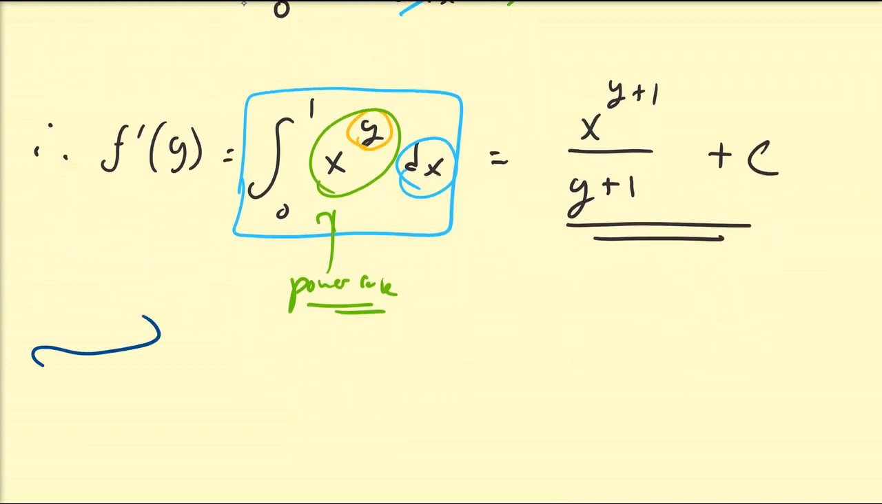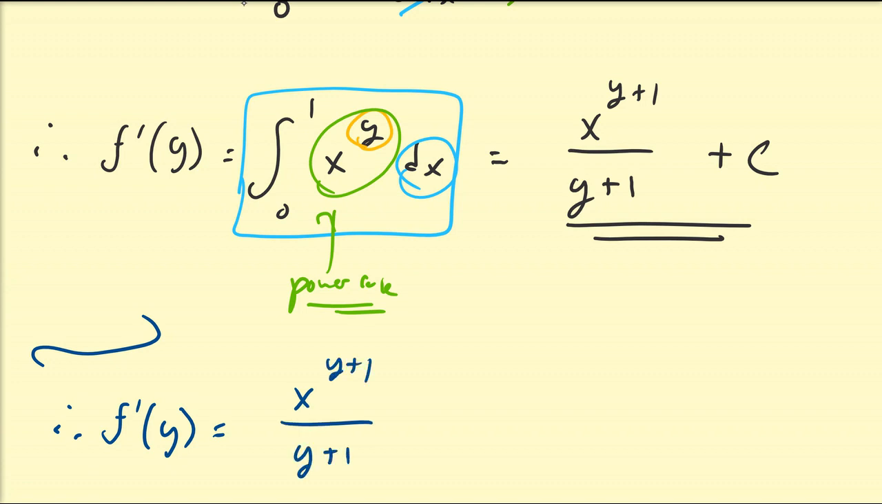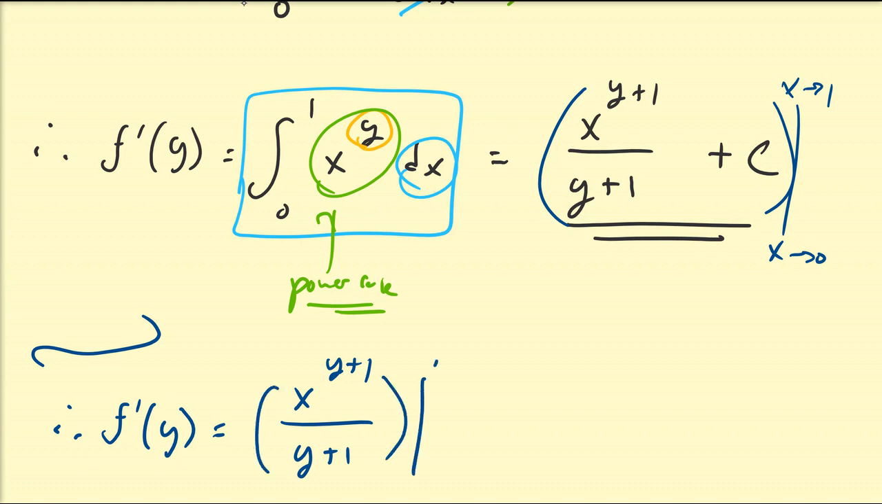All right, so what we have here is f prime of y is equal to x to the y plus 1 all over y plus 1 plus c, but we need to evaluate the limits here, so we need to send x to 0, and we need to send x to 1. So the constants of integration do eliminate here. So x goes to 1, and as x goes to 0.